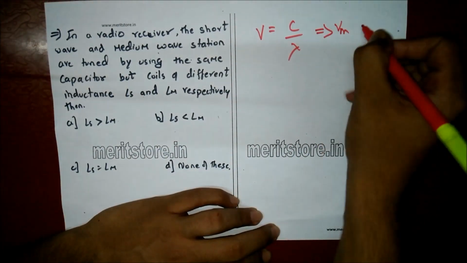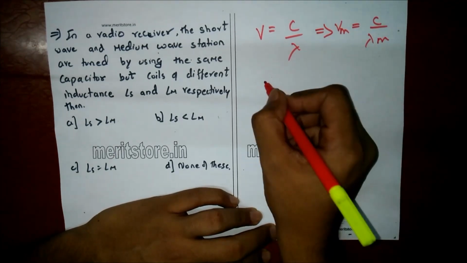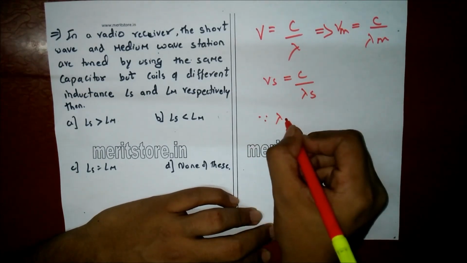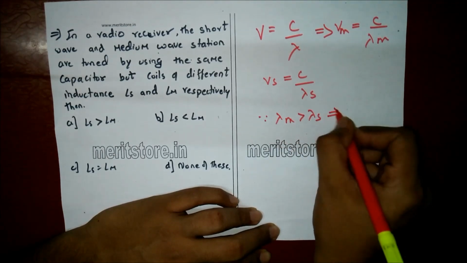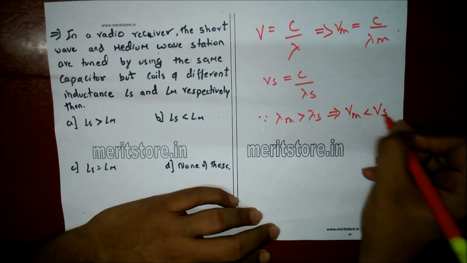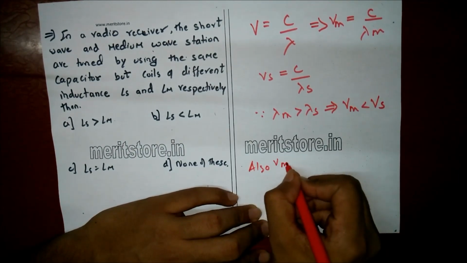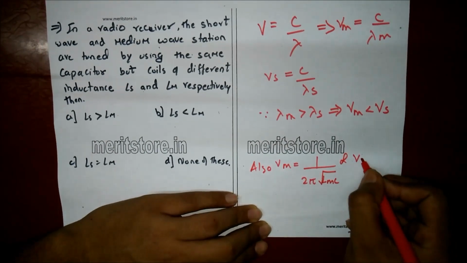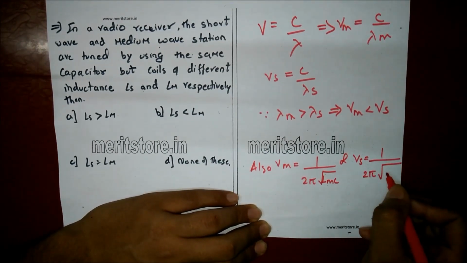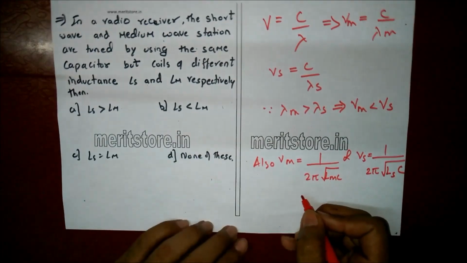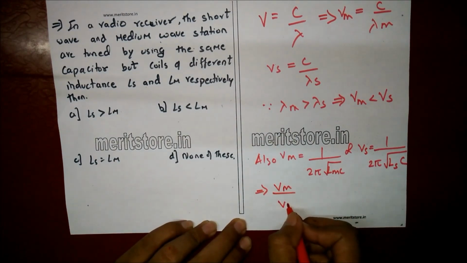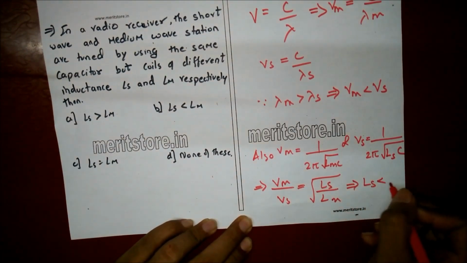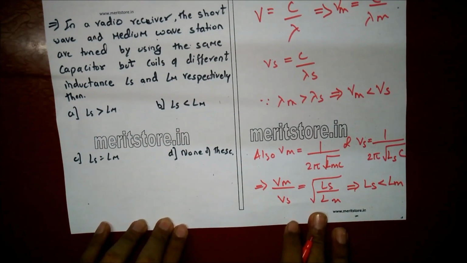Therefore Vm, which is the frequency of the medium wave, will be equal to C upon lambda m, and Vs, which is the frequency of the short wave, will be equal to C upon lambda s. Now, because lambda m is more than lambda s, which implies that frequency of the medium wave is less than frequency of the short wave. Now, also, Vm is equal to 1 upon 2 pi root of Lm into C, and Vs is equal to 1 upon 2 pi root of Ls into C. Therefore, which implies Vm upon Vs is equal to root of Ls upon Lm, which implies that Ls is less than Lm. Therefore, the answer for this is option B.